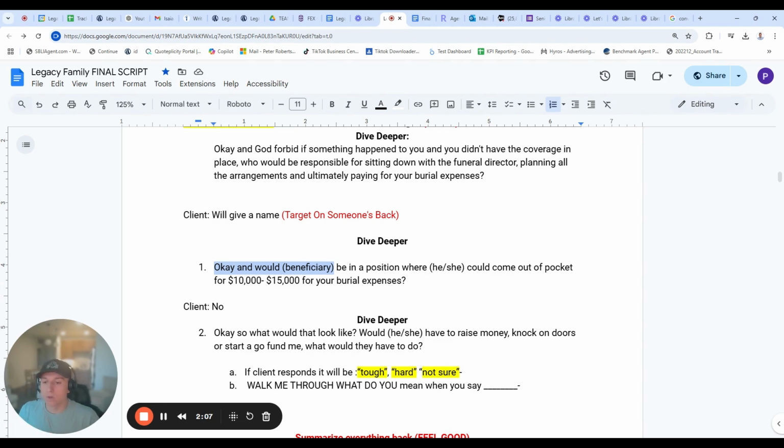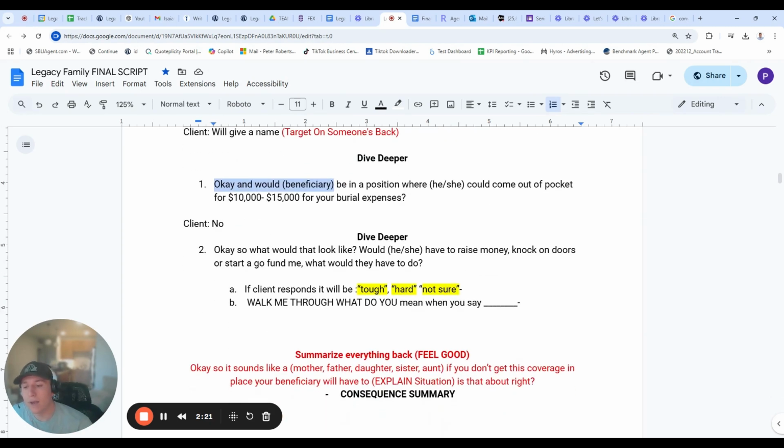Wow. So what would that look like? I mean, what would he have to do? Would he have to raise money, knock on doors, start a GoFundMe? I mean, what would your husband have to do? Well, it's going to be really difficult for him. Okay. Wow. And when you say it's going to be difficult, what do you mean by that?